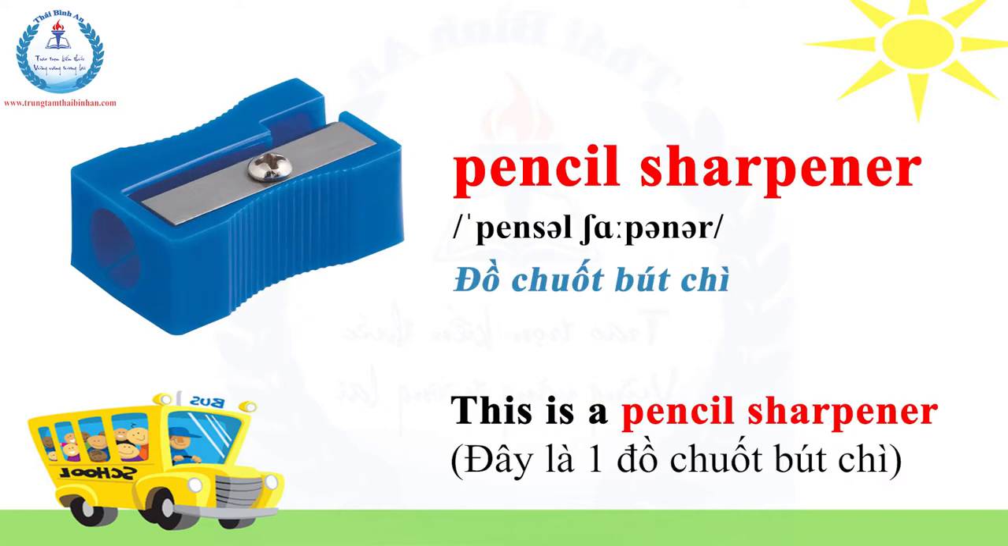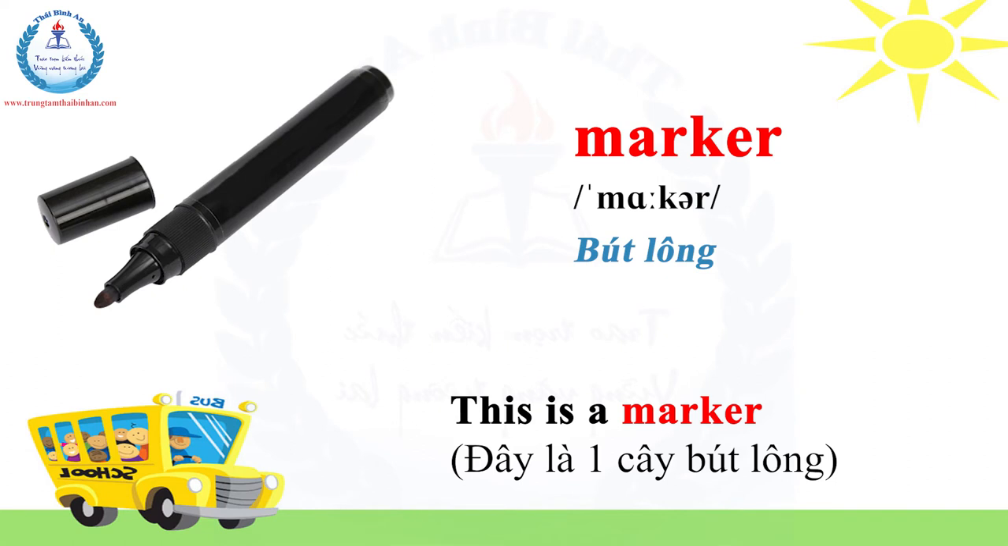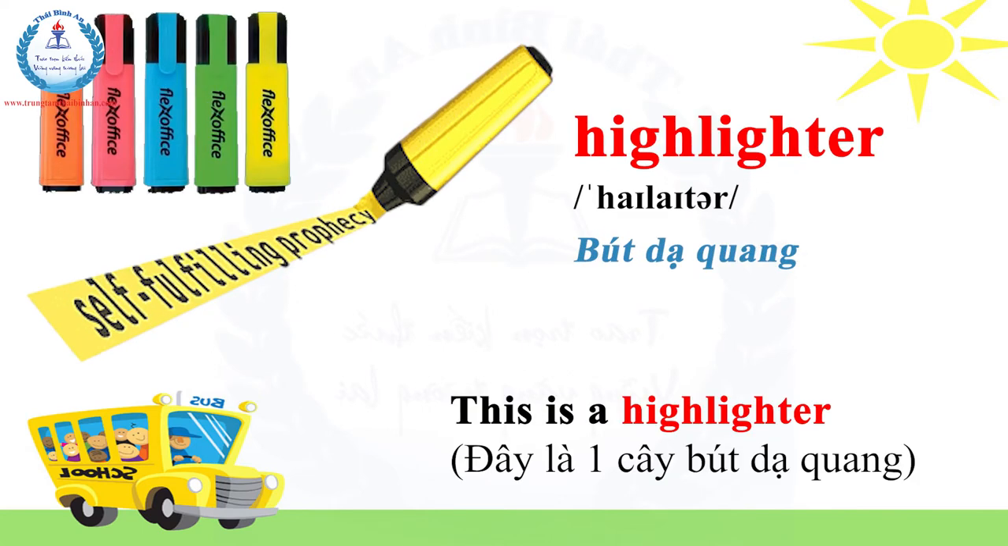Đồ chút bút chì, hay còn gọi là đồ gọt bút chì. Pencil sharpener. This is a pencil sharpener. Bút lông. Marker. This is a marker.